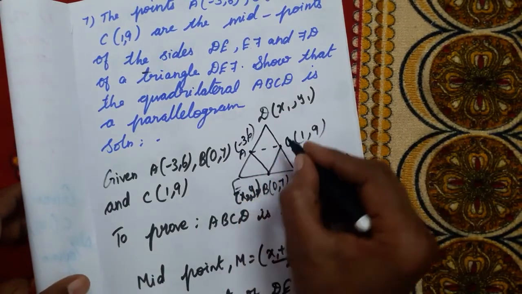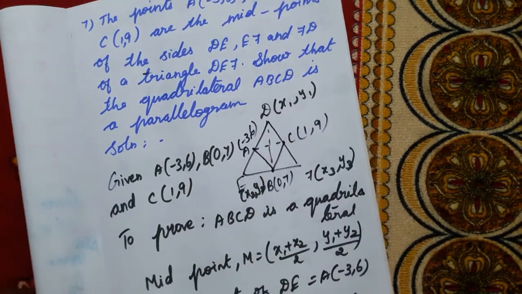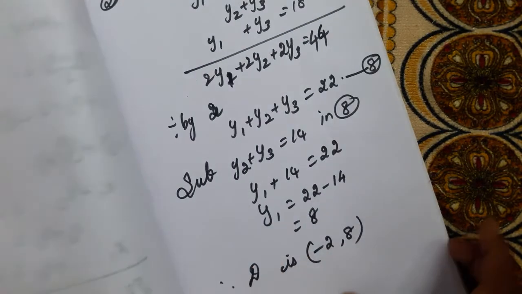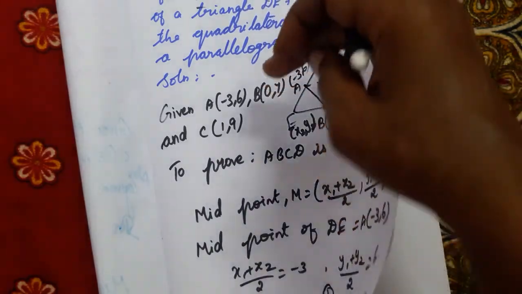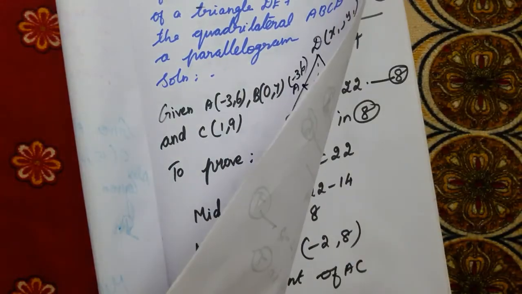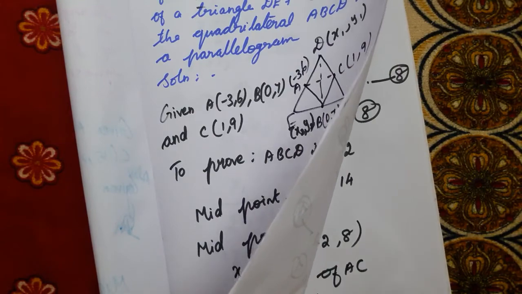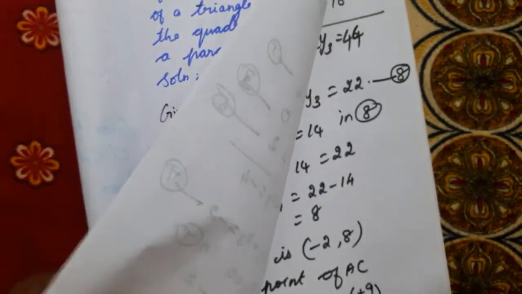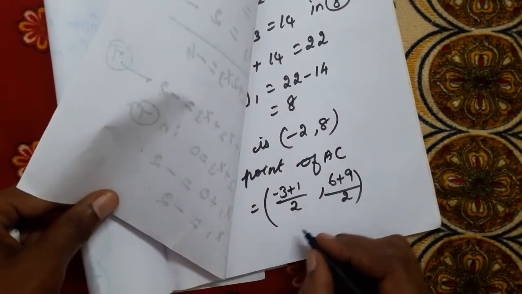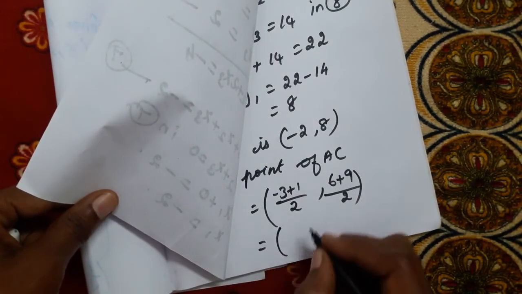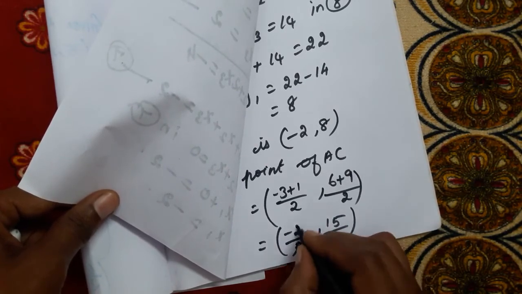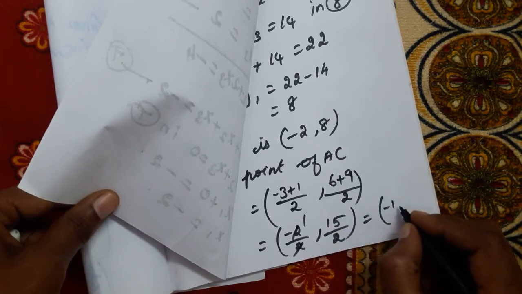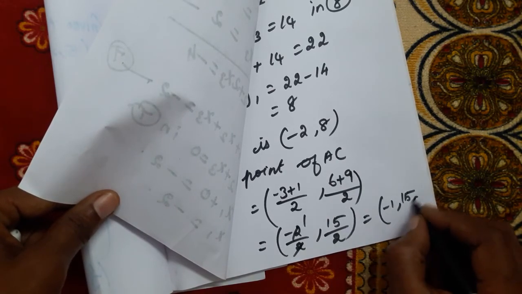So, find the midpoint of AC and the midpoint of BD. The midpoint of AC is ((-3 + 1)/2, (6 + 9)/2) = (-2/2, 15/2) = (-1, 15/2).